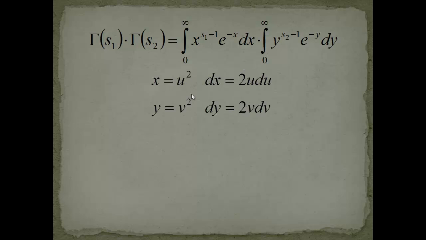Now, these are the steps that we will do, but before that, we have to do some substitutions, okay? The substitutions are pretty simple. I take x and substitute with u squared, so our dx is 2u du, okay? For y, we get v squared. Our differentiation, implicit differentiation, will give us dy equals 2v dv.